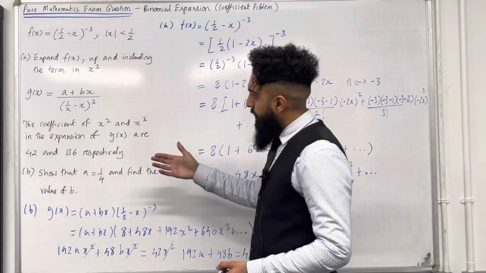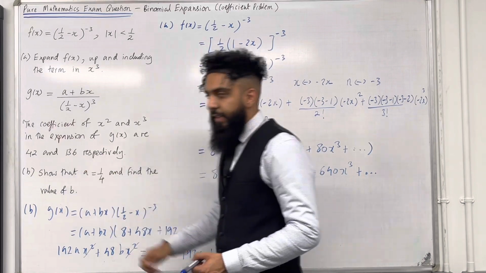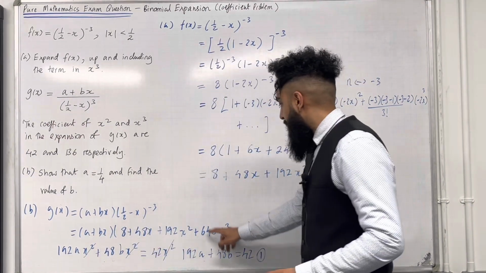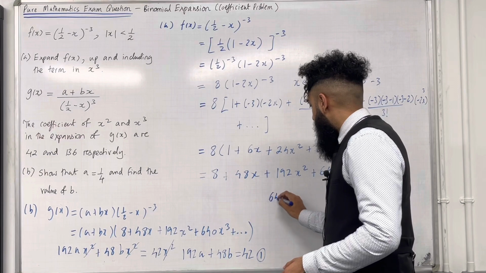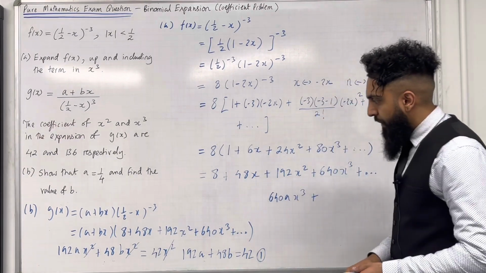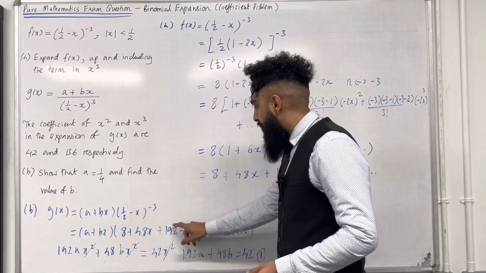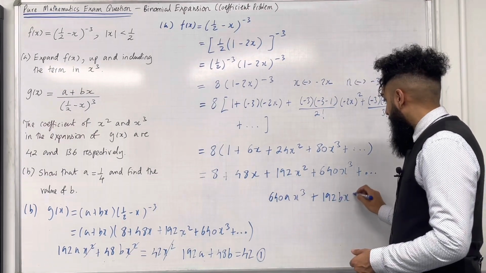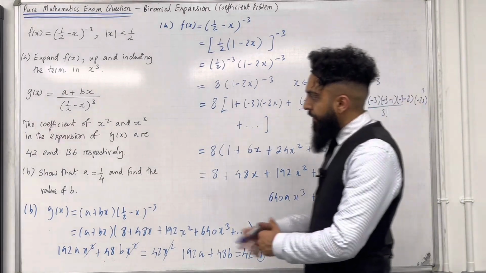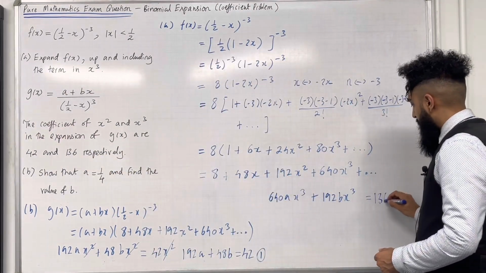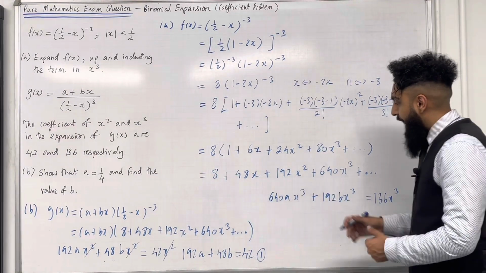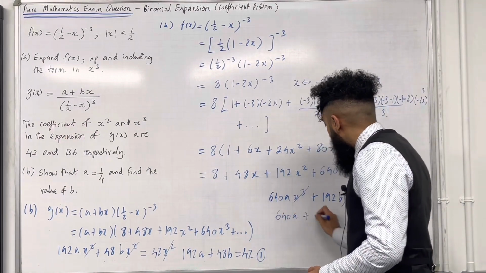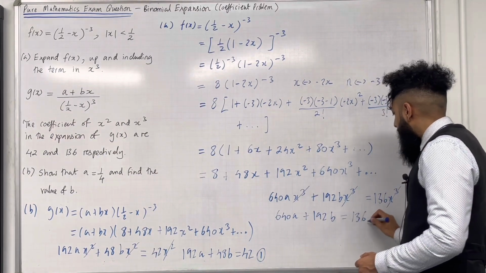Right, now I know that the coefficient of x cubed is 136, so I'm going to expand out the x cubed terms. Firstly, I can take a and multiply it by 640x cubed, so I've got 640a x cubed, plus I can take bx and multiply it by 192x squared. This gives me 192b x cubed. So that must equal 136x cubed. I can divide the entire equation by x cubed, so the x cubed will cancel out, leading on to my second equation, which is 640a plus 192b equals 136.